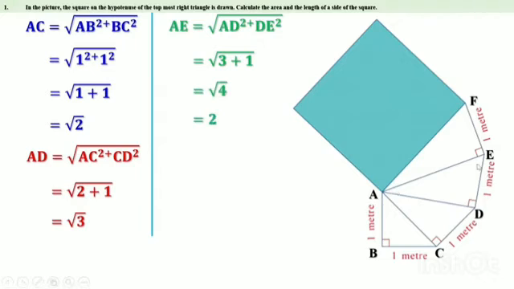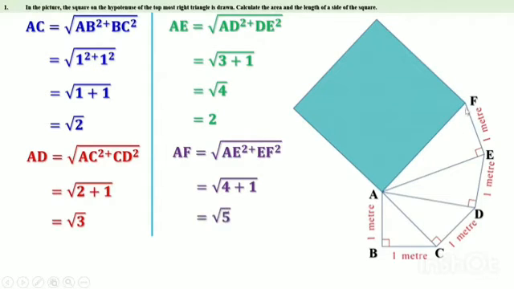Now, look at triangle AEF. It's also a right angle triangle and AF is its hypotenuse. Therefore, AF equal to root of AE square plus EF square. AE is 2. Therefore, AE square is 4. EF is 1. EF square is 1. Therefore, AF can be written as root of 4 plus 1. 4 plus 1 is 5. Therefore, AF equal to root 5.